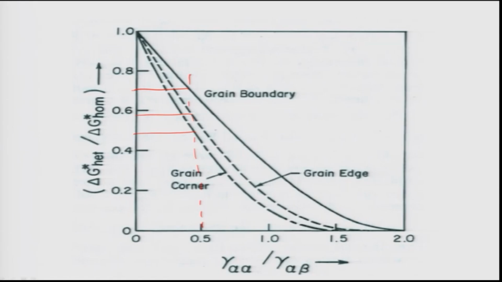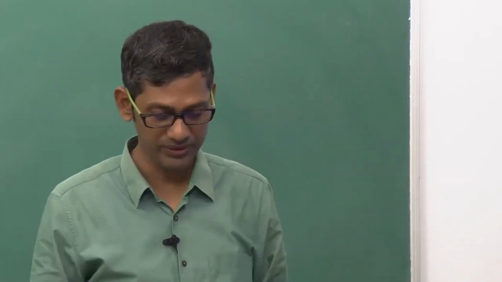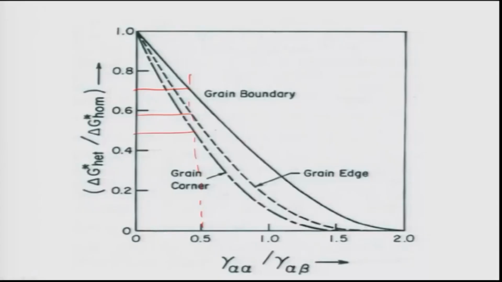But as this ratio becomes higher, that means the ratio of the energy difference between the alpha alpha grain boundary and the alpha beta interfacial energy is very large, then the nucleation on the grain edge and grain corner will not vary much. And when it becomes very high, close to double, then what will happen? When theta is very high, nucleation can happen anywhere. There is not much difference between boundary, edge and corner. So that's one important aspect which comes from this equation.